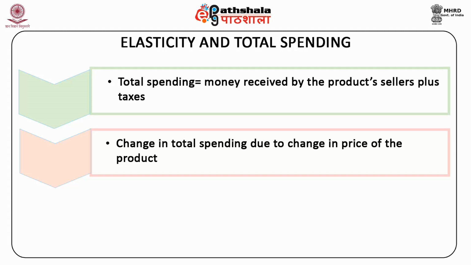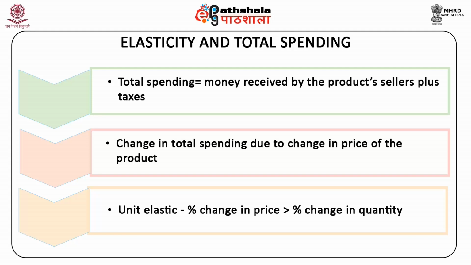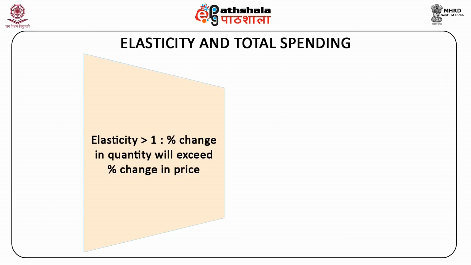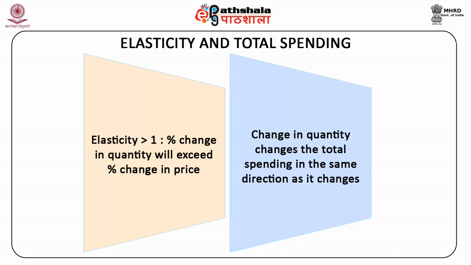If the elasticity is less than unit elastic, then the percentage change in the price will exceed the percentage change in the quantity, and this price change is so influential that it will change the total spending of the buyers in the same direction as the price changes. However, if the elasticity is more than unit elastic, then the percentage change in quantity will exceed the percentage change in the price, and this change in quantity will be so influential as to change the total spending in the same direction as the quantity changes, opposite to the direction of the change in price.